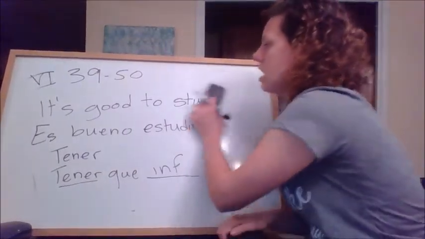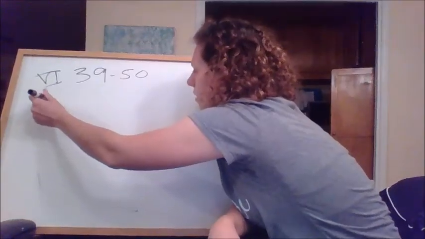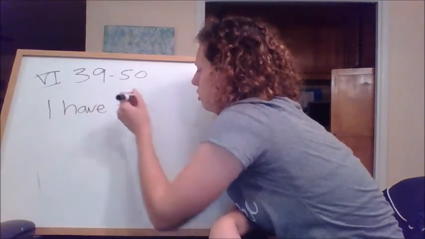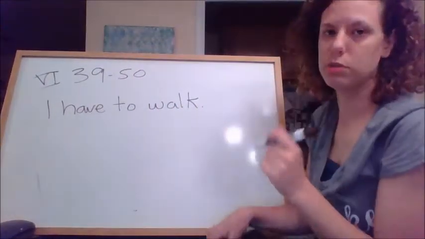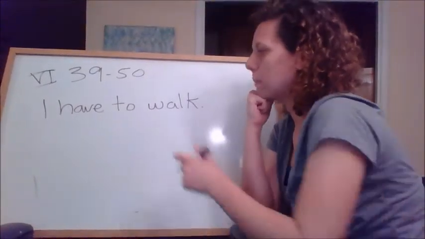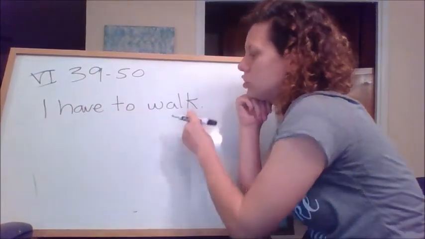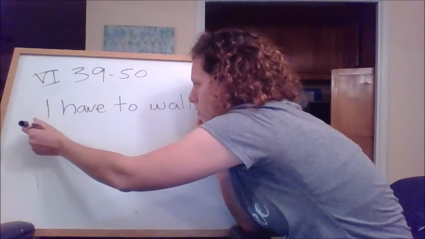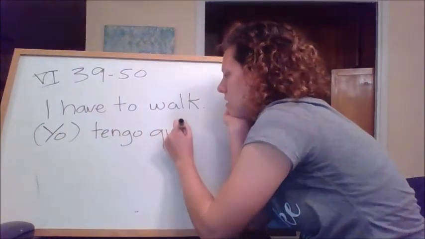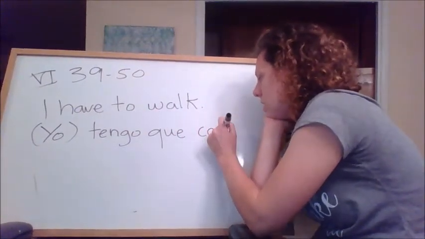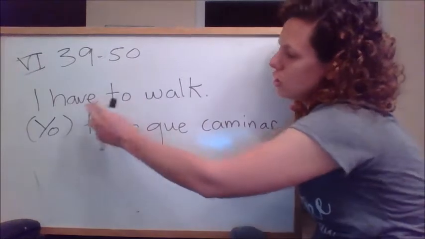Okay, so what that looks like is, let's see, I have to walk. Trying to think of verbs that were on your vocabulary list. I have to walk. This looks like I have, but you've got to be paying attention to the fact that this is an obligation. I have to walk, okay? So you'd say, yo, remember this is optional at this point. Tengo que. To walk is caminar.